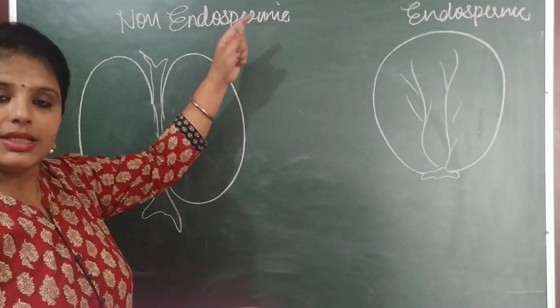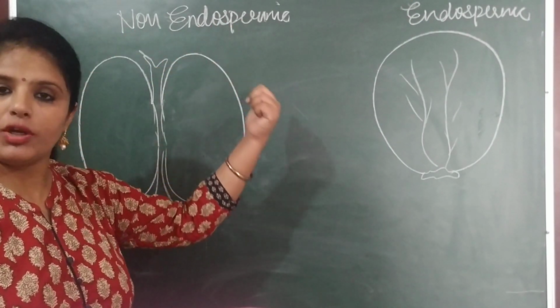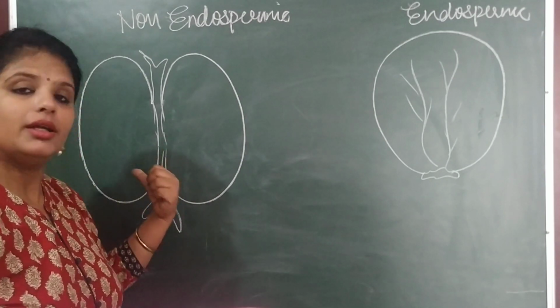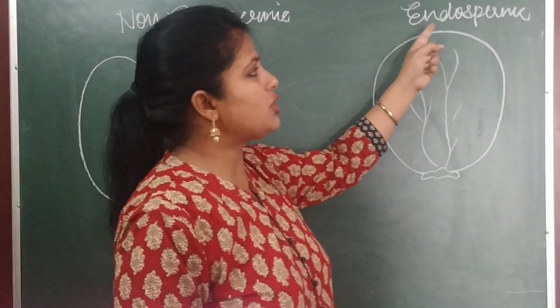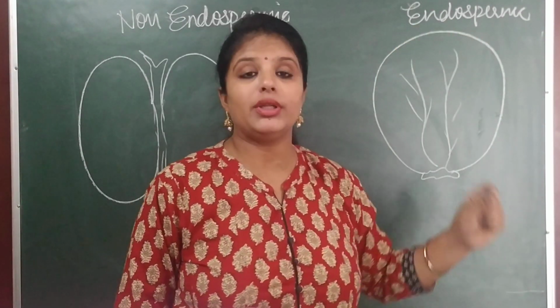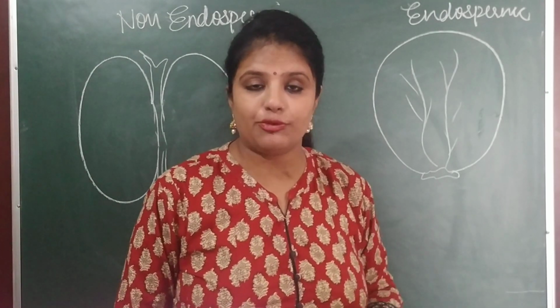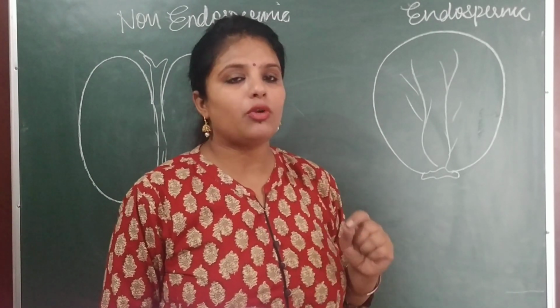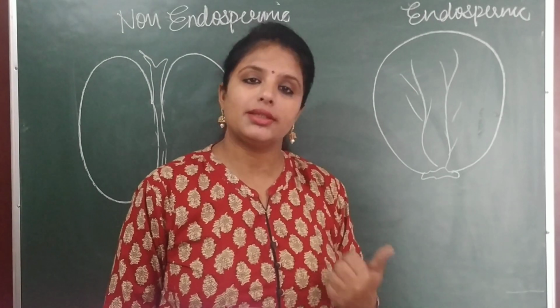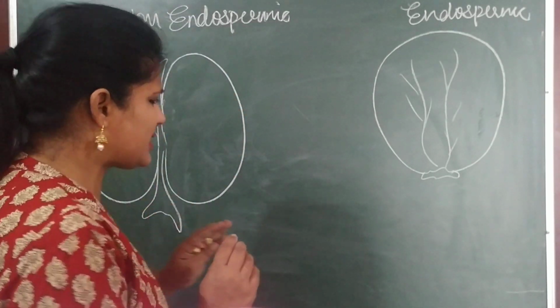Non-endospermic seed means endosperm is not present in this seed, so food is stored in the cotyledon. In this one, endosperm is present, so mostly the food is present in the endosperm. The cotyledon structure is comparatively thin. Now let's understand the structure.